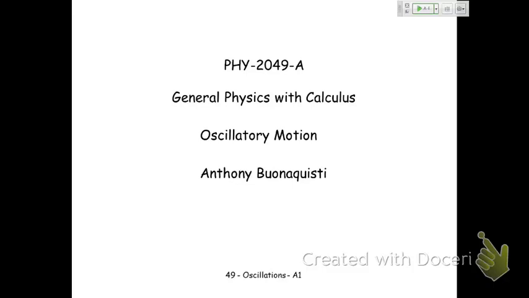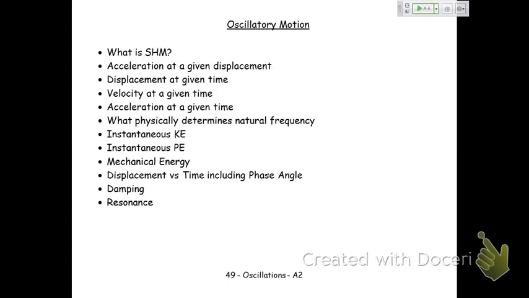So welcome. This is the first lecture in our section on oscillations and waves. There are 4 chapters. This is the first chapter, and it is on oscillatory motion. What are we going to talk about? We're going to talk specifically about simple harmonic motion. Not all oscillations are simple harmonic.